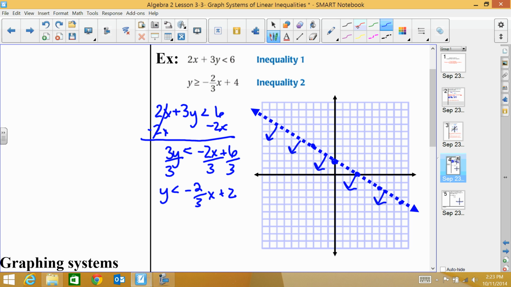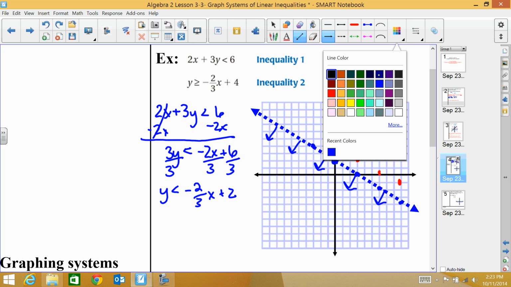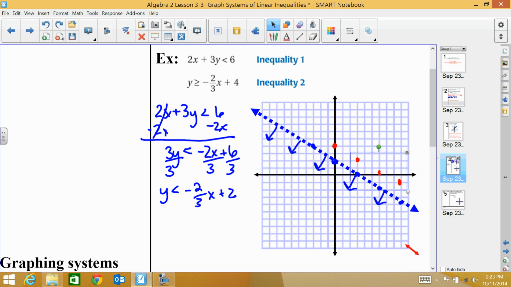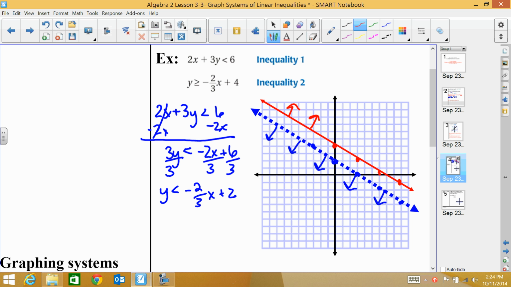My y-intercept is 4, and I'll use red for this one. Y-intercept is 4, 1, 2, 3, 4. And my slope is negative 2/3 again. Down 2 over 3, down 2 over 3, down 2 over 3. And so I'm going to grab my line, and this time it's going to be a solid line. Solid line between my points. And it is greater than, so I'm going to shade above the line. So I would shade in this direction.